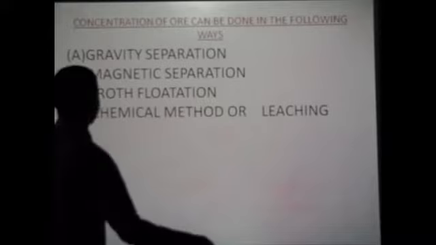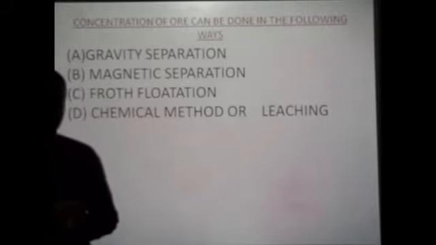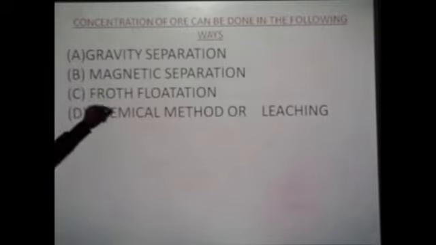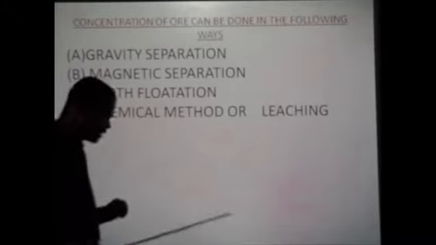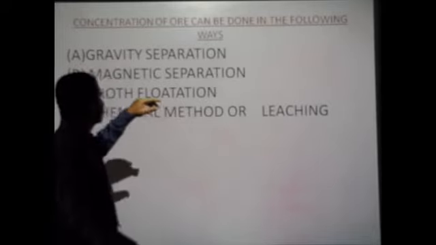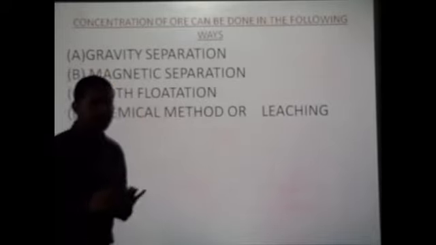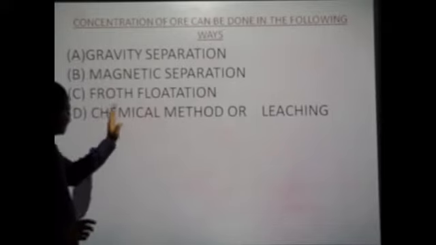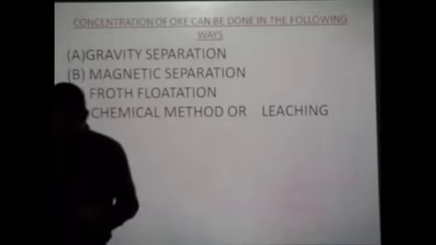Concentration or dressing of ores can be done in 4 ways. What are the ways? Number A is gravity separation, and this gravity separation is also called hydraulic washing. Then B is magnetic separation. Then C is froth flotation, and then D is chemical method or leaching. So let's see stepwise, in detail, how we do gravity separation, then magnetic separation, then flotation, then chemical method or leaching.